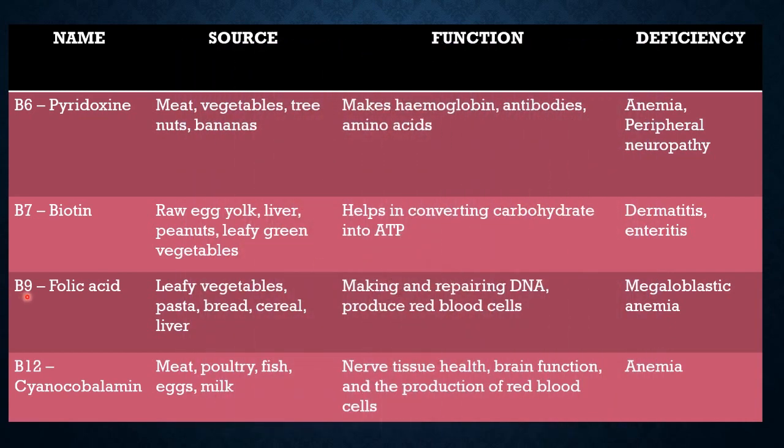The next one is B9, folic acid. It is one important vitamin, folic acid, which is present in leafy vegetables, pasta, bread, cereal, liver, etc. They help in making and repairing our DNA and produce red blood cells. The deficiency of B9 leads to a condition called megaloblastic anemia.